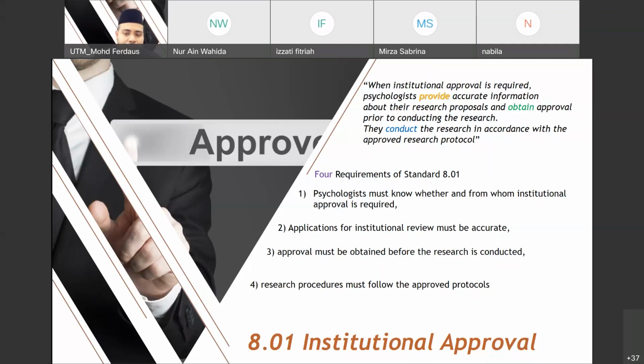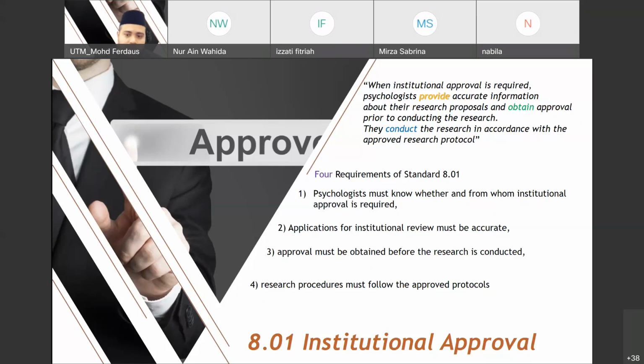Secondly, the application for institutional review must be accurate. I think previously, with Dr. Alizi, you discussed that ideally, all psychological research proposals need to be sent to be evaluated and reviewed by an Institutional Review Board, IRB. Usually in all institutions, whether a university, a research institution, or a government institution, they need to establish a review board.